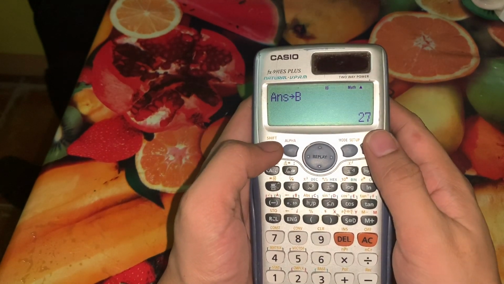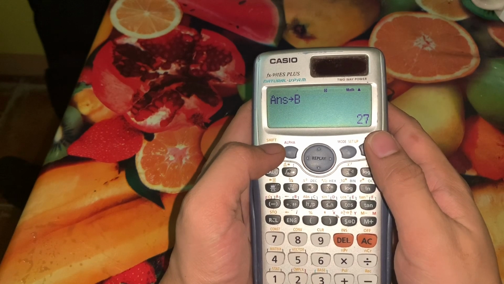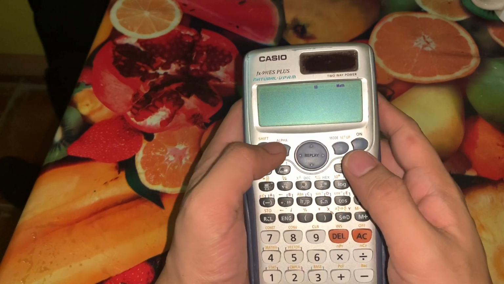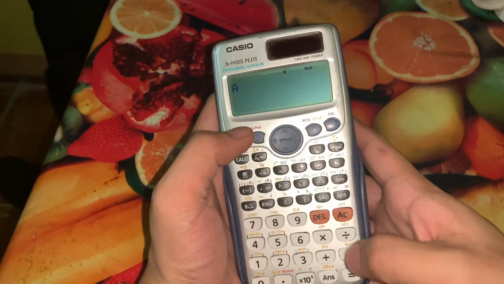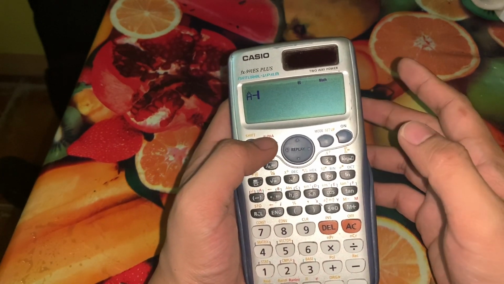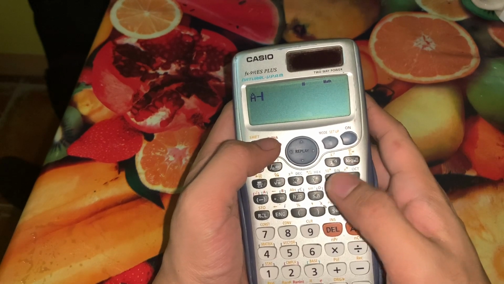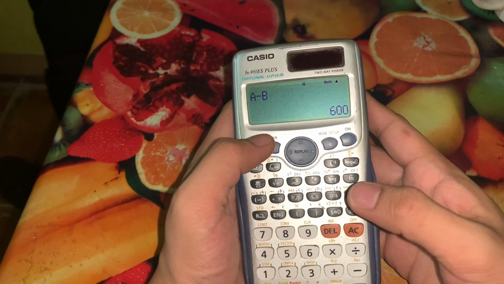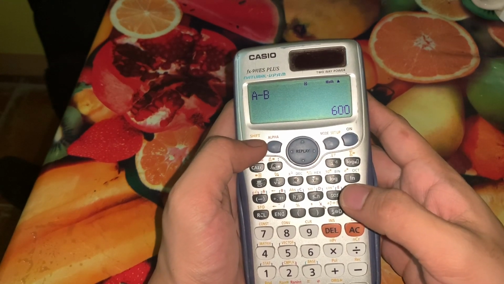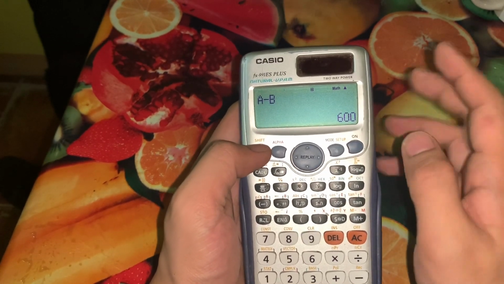Okay, so, di ba yung pinapahanap ay yung f of x plus 2 minus f of x. So, yung na-store nyo kanina sa A na f of x plus 2, press nyo alpha A, minus yung na-store nyo kanina sa B, which is f of 2, press nyo alpha B. So, therefore, A minus B, yun yung sagot natin dun sa f of x plus 2 minus f of x, which is 600. So, tandaan nyo yung value na to na 600.